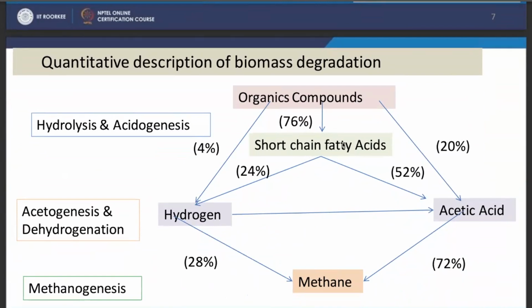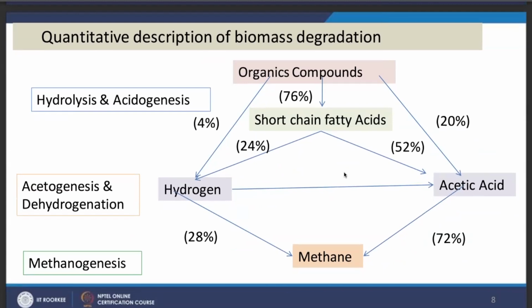Out of that 100%, the second largest constituent goes to the formation of acetic acid. And last but not the least, some part of the organic compounds is converted into hydrogen also, right? Now, these short chain fatty acids, as I mentioned, are subjected to fermentation. Under the fermentative condition, almost more than 50% of the simple constituents or short chain fatty acids are converted into acetic acid, while around 24%, or less than 50%, is converted directly into hydrogen.